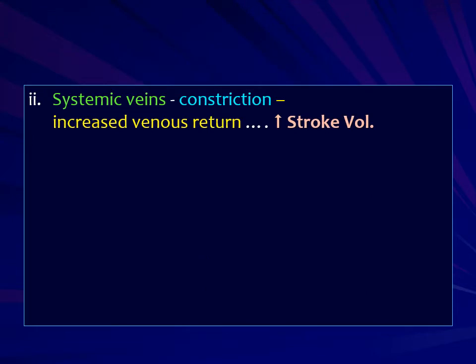Now the next important site is the systemic veins. Here again, alpha 1 is present, so stimulating it will produce constriction of the systemic veins. And obviously from our knowledge of physiology, we know that will lead to increased venous return. And obviously that will help to increase the stroke volume and ultimately increase cardiac output. But at the same time, that can add to the workload of the heart also.